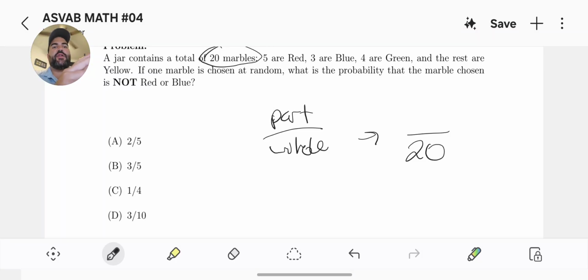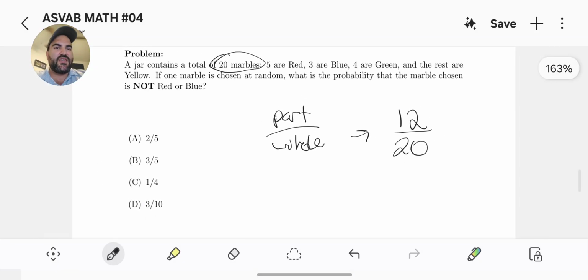Now they're saying not red or blue. So we'd have to get rid of the red and blue from the 20. So it looks like 5 are red. You got to read it carefully. 5 are red. 3 are blue. And honestly, who cares what the rest is? They just said not red or blue. So if there are 5 red and 3 blue, that means there's 8 total that it can't be. So we got to get rid of 8 from the 20, which means how much is left? 12.